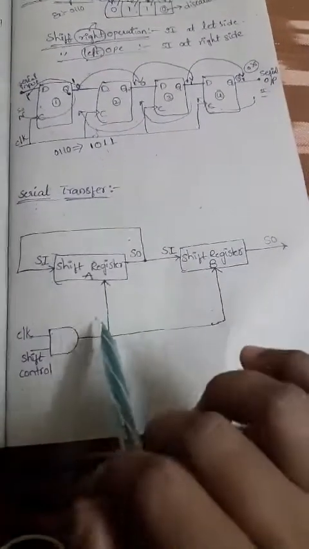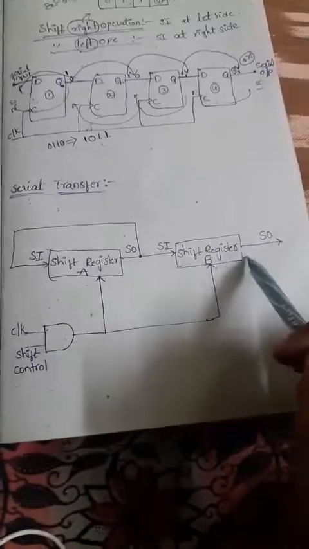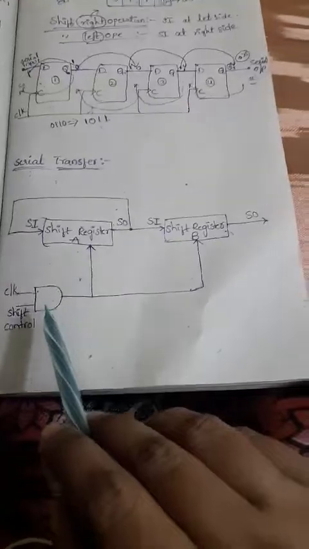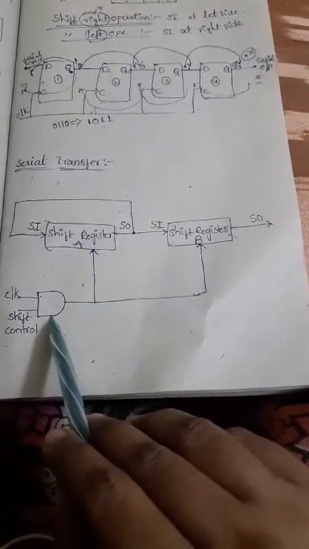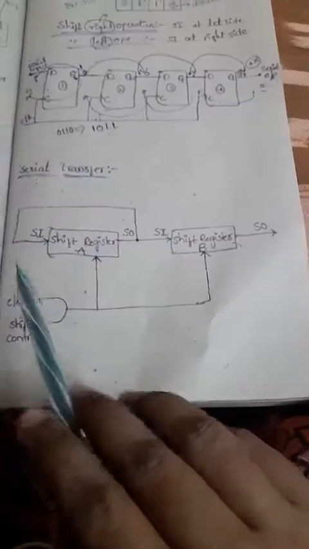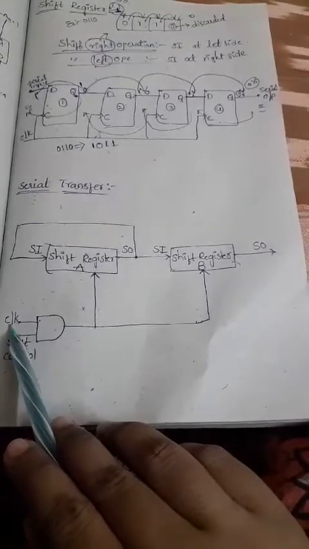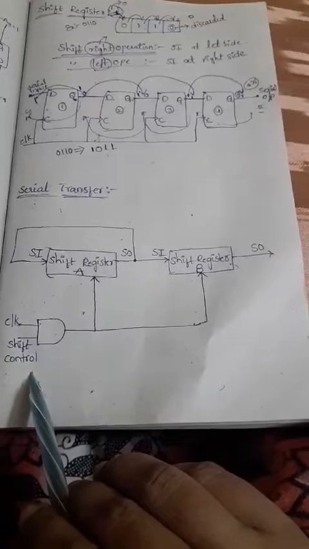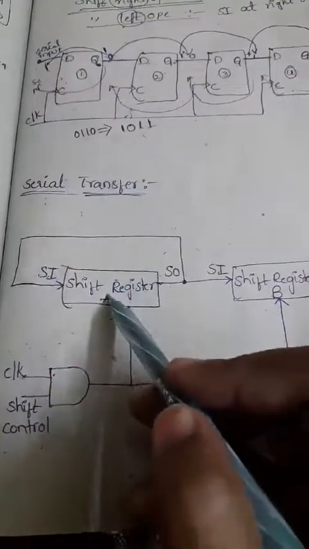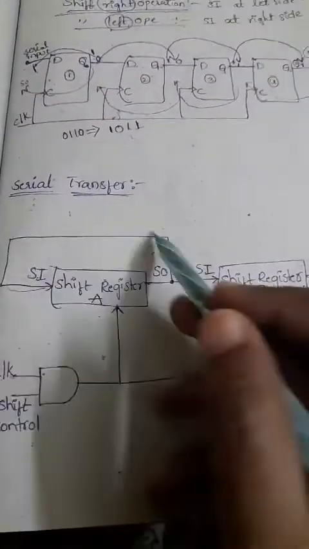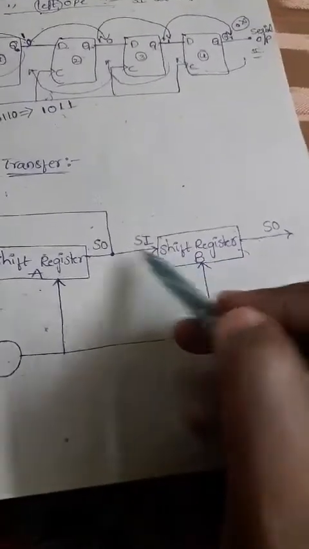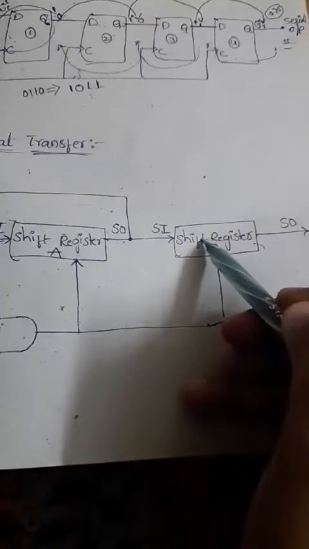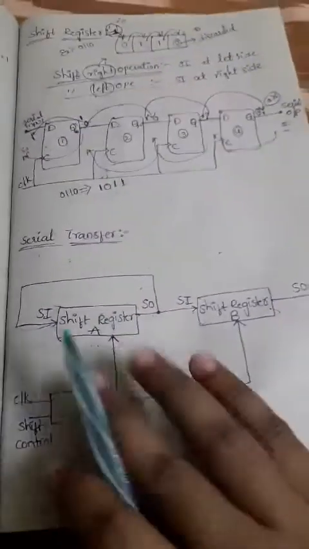So this serial transfer consists of shift register A and shift register B. That means two registers we are using, A and B. And here we have one control pin that is represented by an AND gate. Each AND gate has two inputs. One input is represented as clock and another input is represented as shift control. And here one more thing, the output of shift register A is connected to the input side, and this output will be the input of shift register B. So this is the circuit diagram.